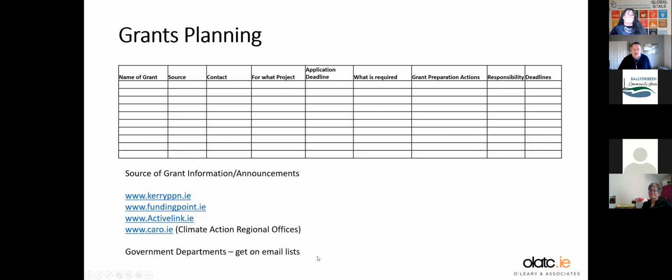Also get on government departments' email lists. So look at which government departments are relevant to you and the work you do. You might be relevant to a number of different departments, so you contact their press office and get on their email list. Because the grants are public funds, they have to announce them publicly. They have to make them available for everyone, and they have to announce them.